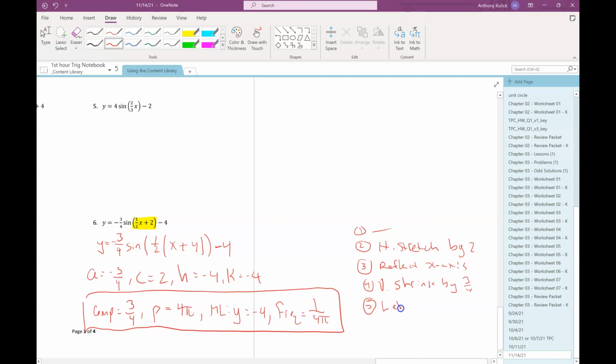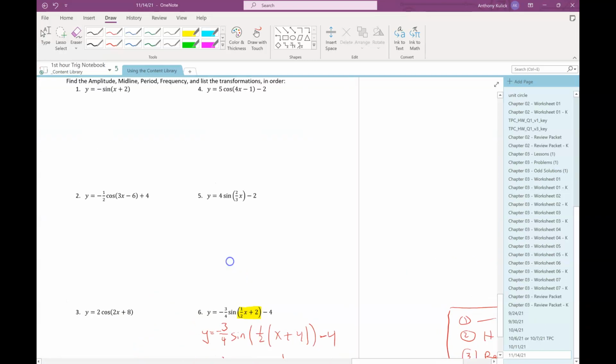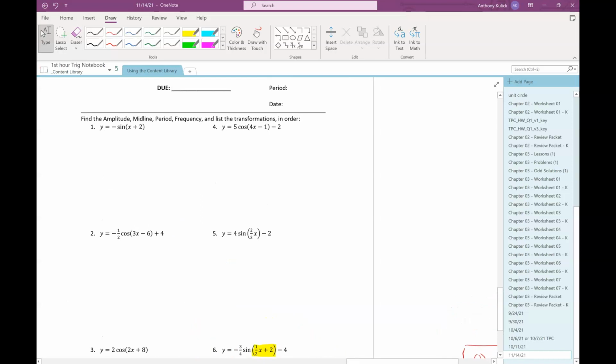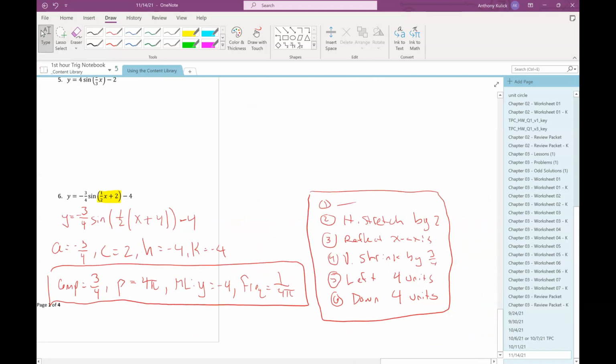Since the H is negative, we're going left, and then the magnitude of that, so 4 units. And since the K is negative, we're going down, again the magnitude of the K, so 4 units down also. I think that's what these problems were asking for, the amplitude, period, etc., and then that. Does that sound right? I guess I could read the directions. Yeah. Okay. So I thought that's what the directions were. Is that cool? Yeah. Okay.